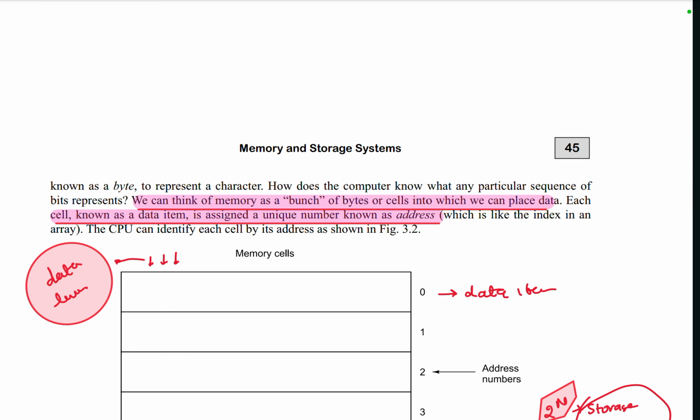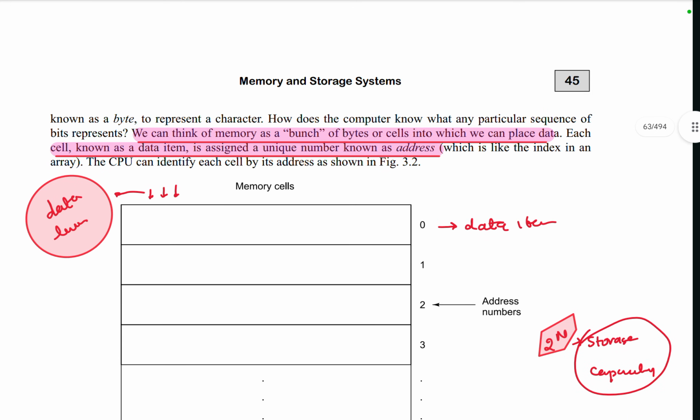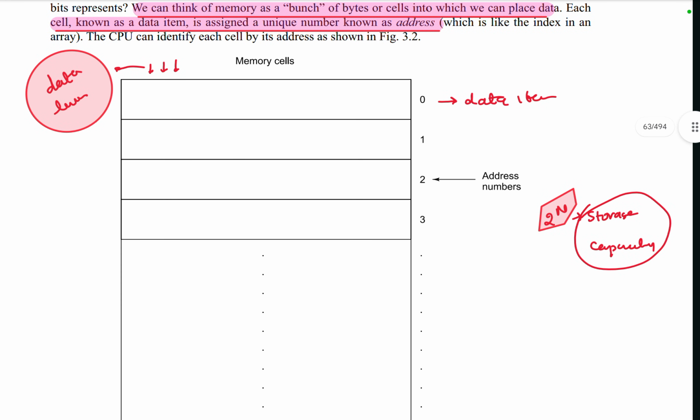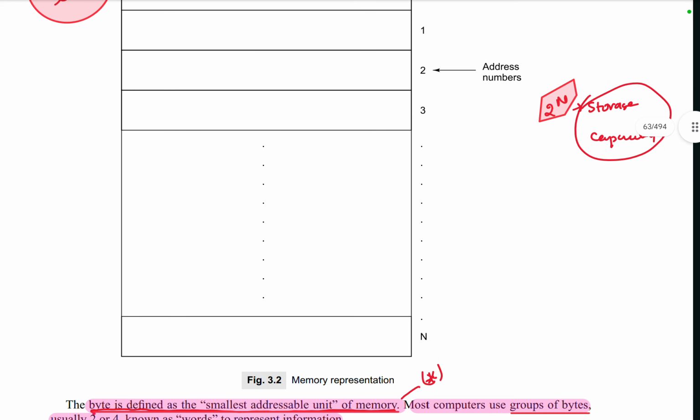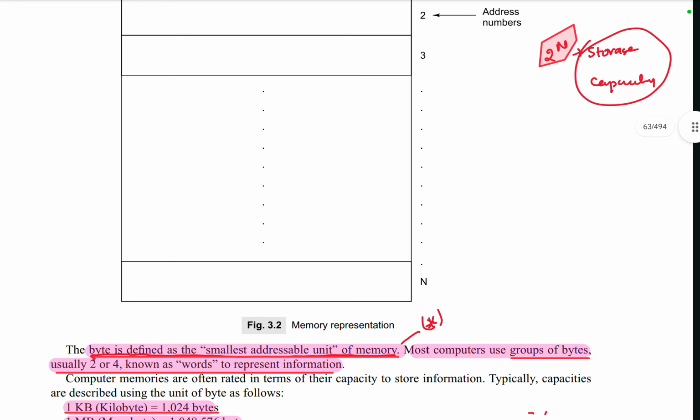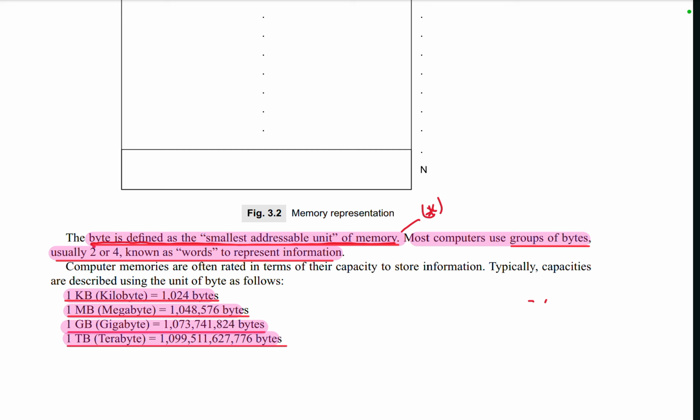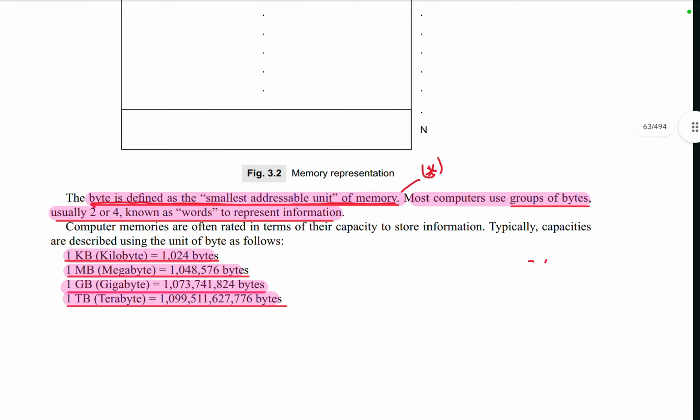We can think of memory as a bunch of bytes and cells into which we can place data. Each cell, known as a data item, is assigned a unique number known as an address. A byte is defined as the smallest addressable unit of memory. Most computers use groups of bytes, usually 2 or 4, known as words, to represent information.